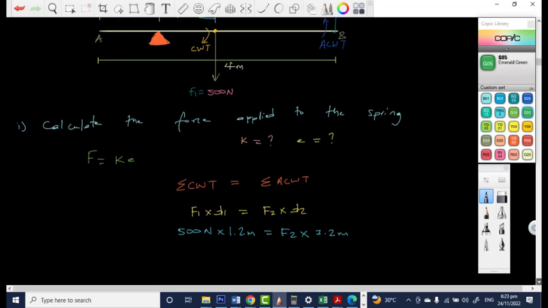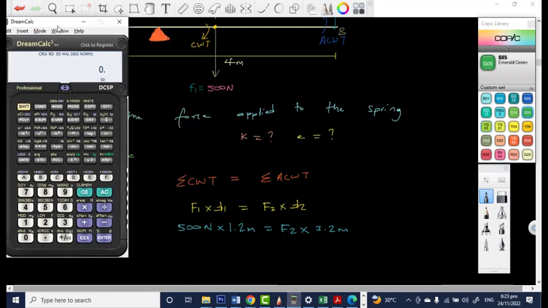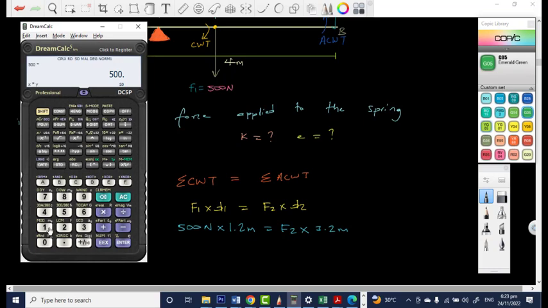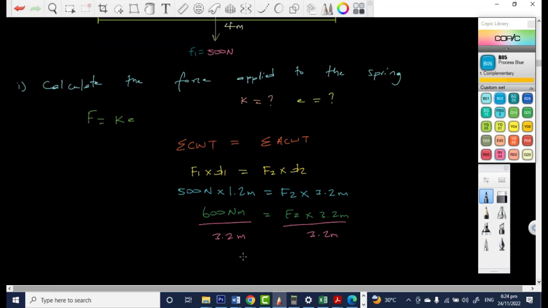Now we can start to simplify. 500 multiplied by 1.2 is 600. So this becomes 600 newton meters, equal to F2 times 3.2 meters. To find F2, we divide both sides by 3.2 meters. Putting F2 on the left-hand side, F2 becomes 600 newton meters divided by 3.2 meters. What's the value we get for this?